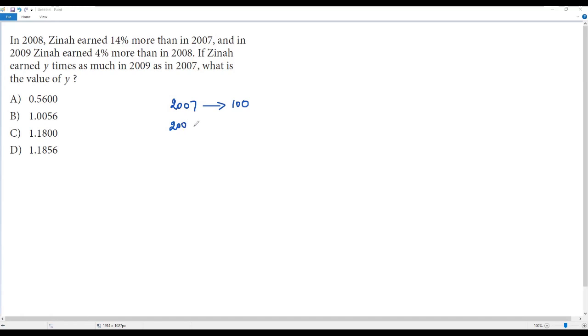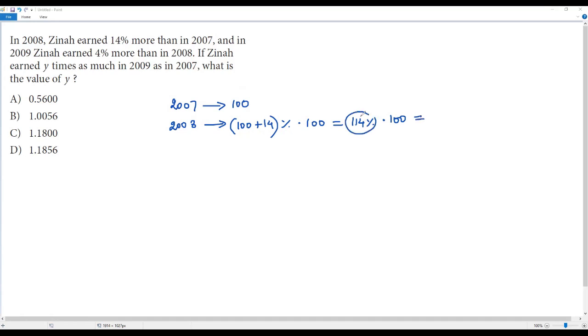Now let's do a calculation to get the earning for the year 2008. For that we have to increase the earning of 2007 by 14%. Since we increase by 14%, we have to add that 14 to 100 percent times the earning of 2007, that is 100. When I simplify this, I'm getting 114% times 100.